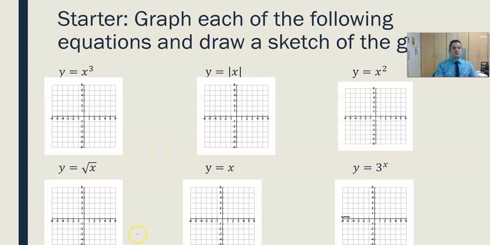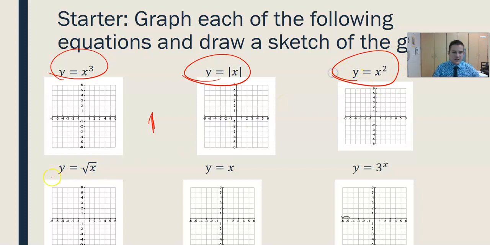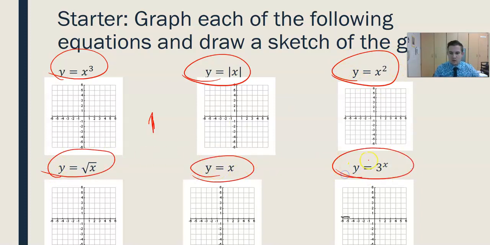If I were to write those equations as basic as possible, they would look something like this. Y equals x cubed, y equals the absolute value of x, y equals x squared, y equals the square root of x, y equals x, and y equals something to the x power. Follow along with me as I graph each of these expressions. Y equals x cubed is going to look like this squiggly noodle here.